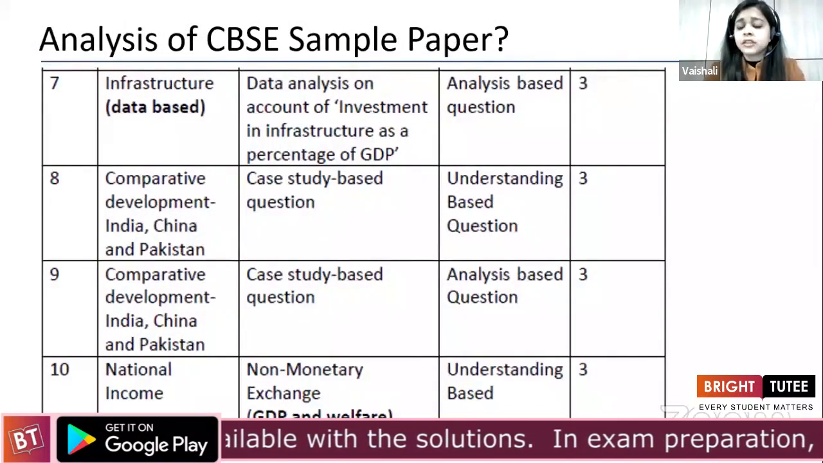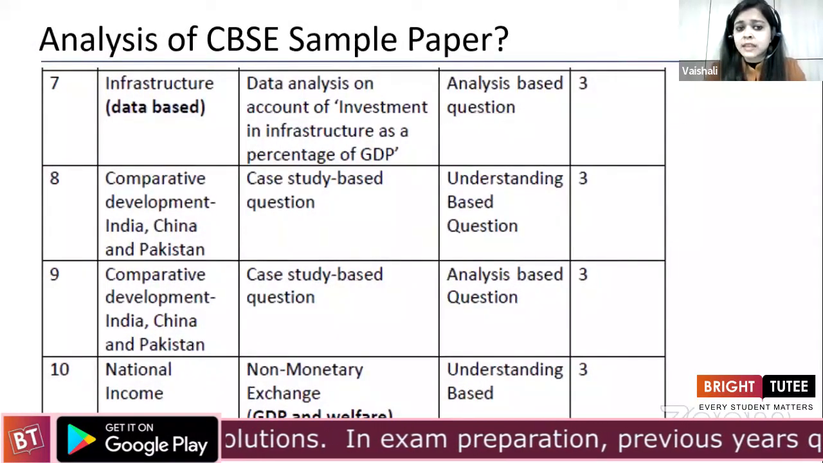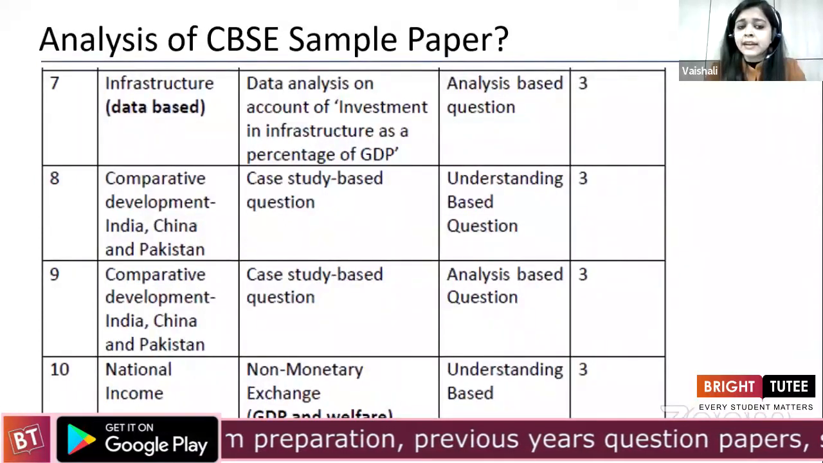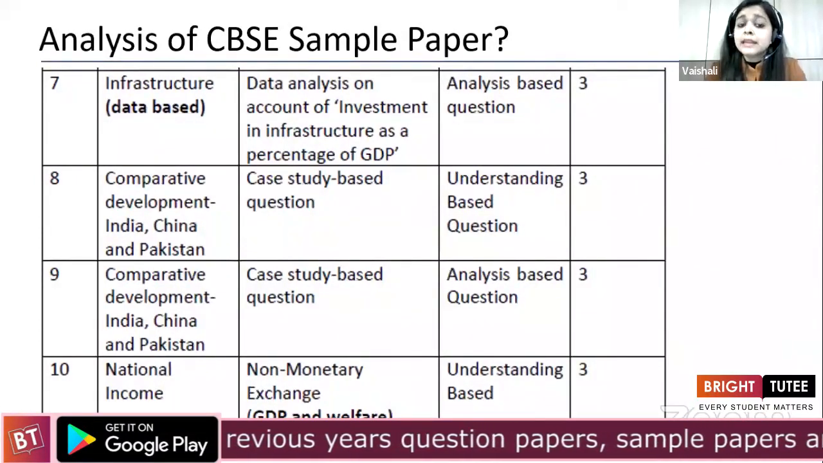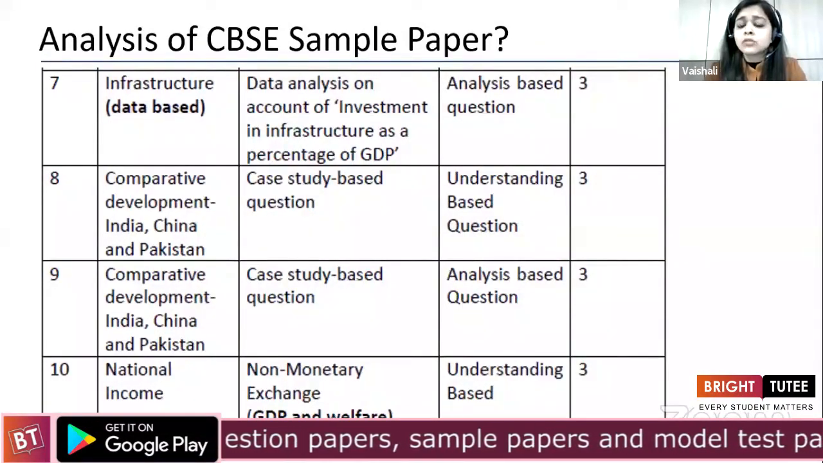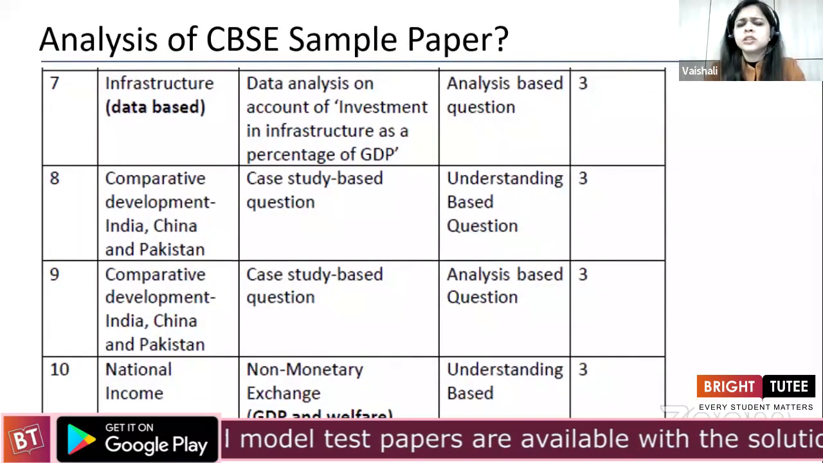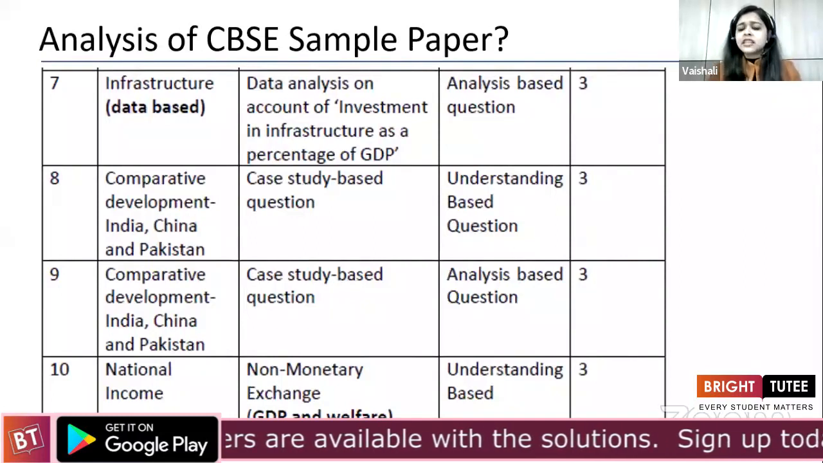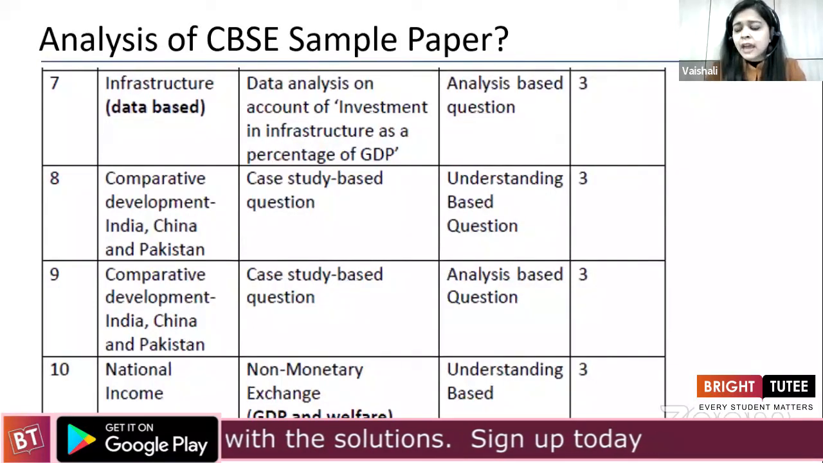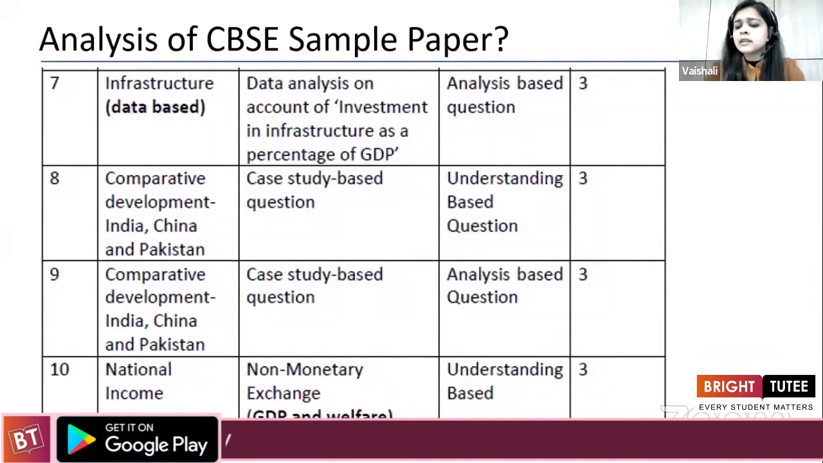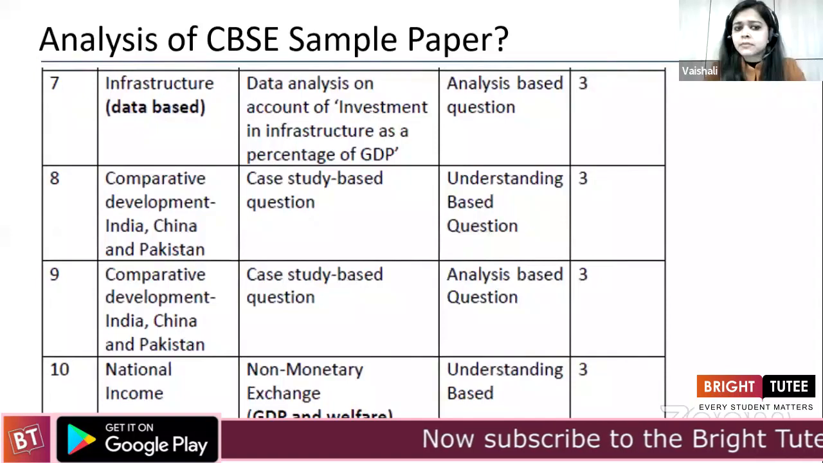Then we have a question on infrastructure, question number 7, which is again a data-based question. Data analysis on investment in infrastructure as a percentage of GDP. Again, in a data-based question, basically they give data and on that basis they ask a question and students are supposed to analyze it and write down their understanding of it.